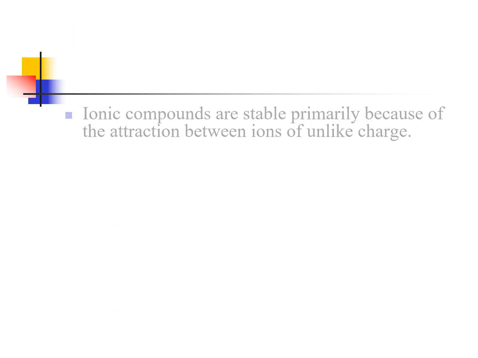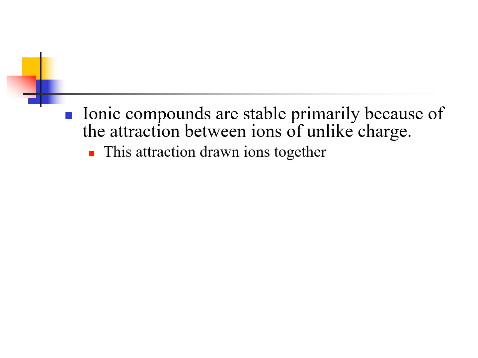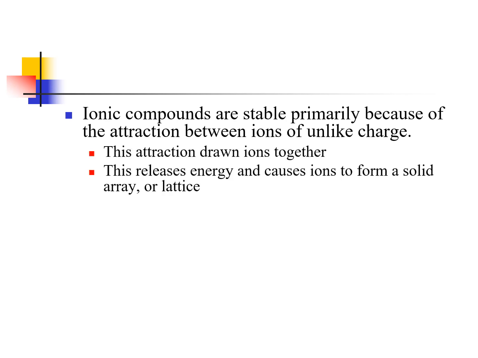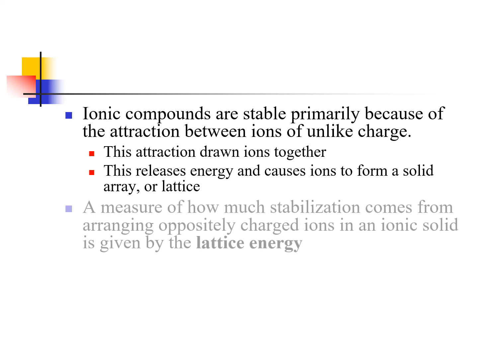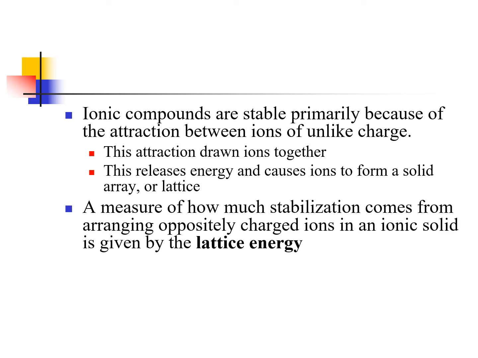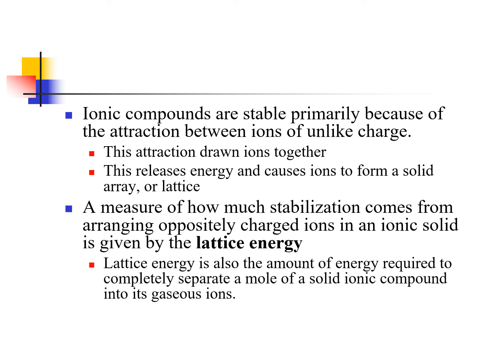So, what's the other thing? It turns out that ionic compounds are stable primarily because of the attraction between ions with an unlike charge. And it's this attraction that draws the ions together. This attraction releases energy and causes ions to form a solid array or a lattice. So, a measure of how much stabilization, how much energy comes from arranging these oppositely charged ions into a solid, is given by its lattice energy.